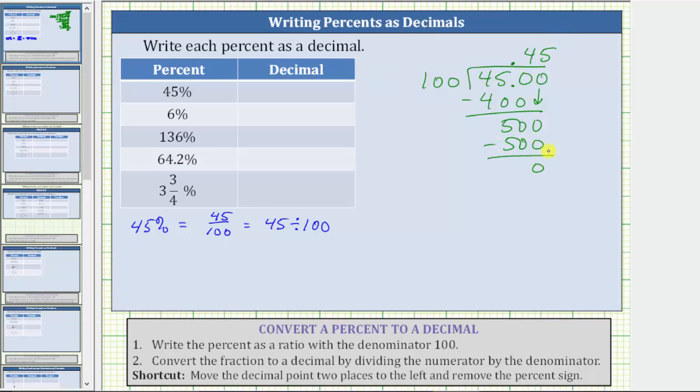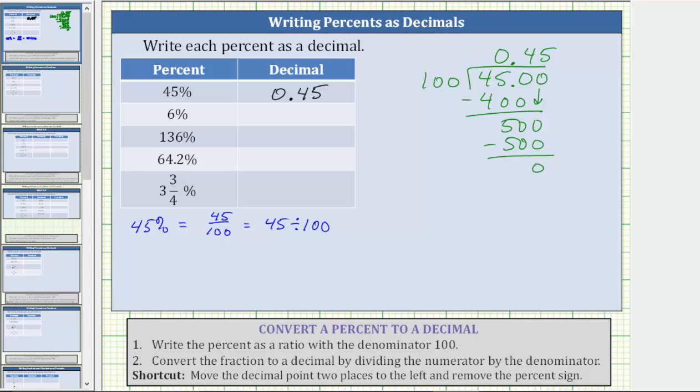Subtract, the difference is 0, giving us a quotient of 0.45, but we normally place a 0 in the ones place value and write the decimal as 0.45. 0.45 is the decimal form of 45%.